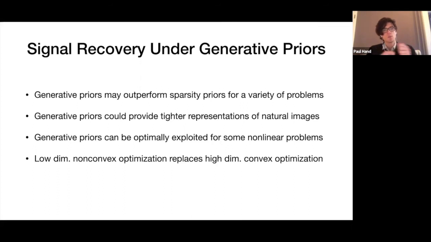Finally, the generative priors can be optimally exploited in nonlinear problems where sparsity priors cannot. So we're getting this double whammy. Not only could generative priors give you lower dimensional representations of your signal, it could be possible to exploit them at the dimensionality they have, as opposed to the square of that dimensionality in the case of sparsity.